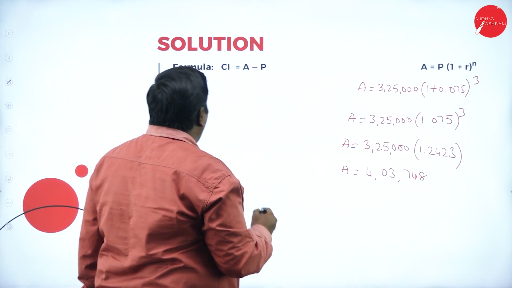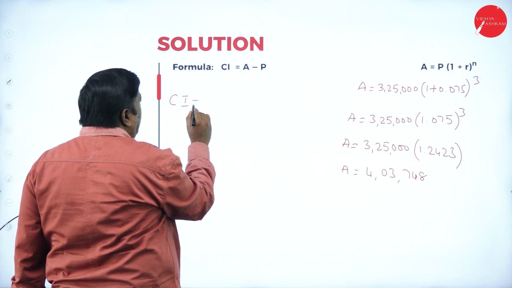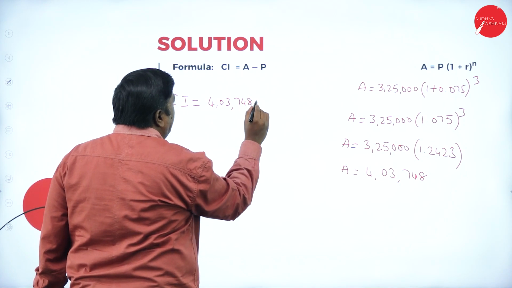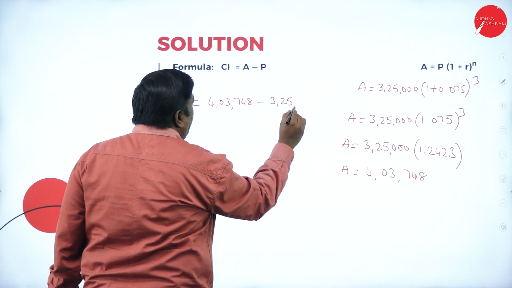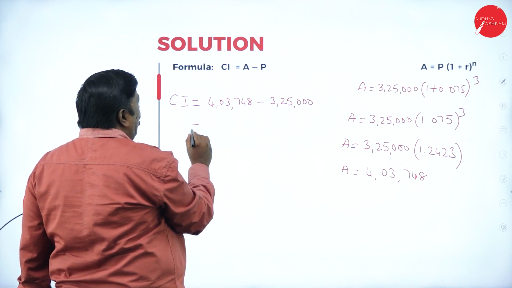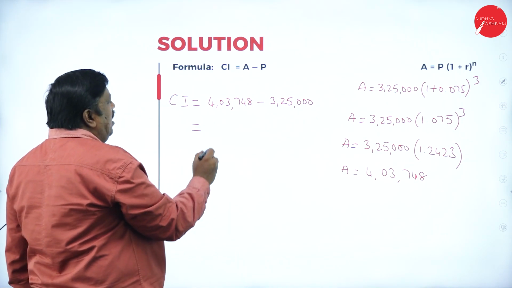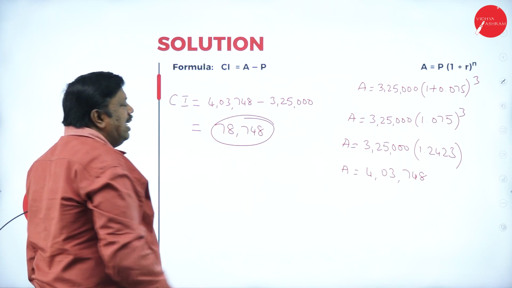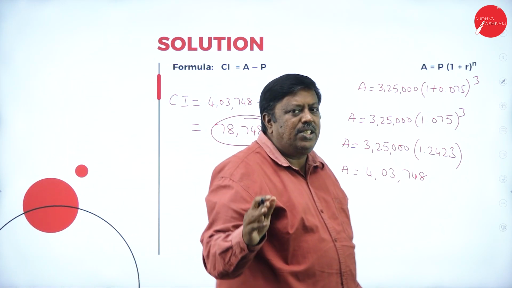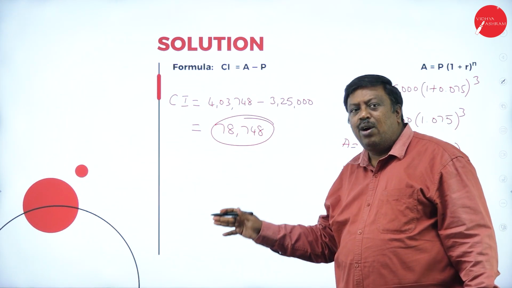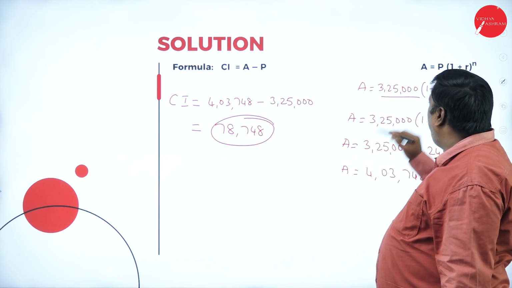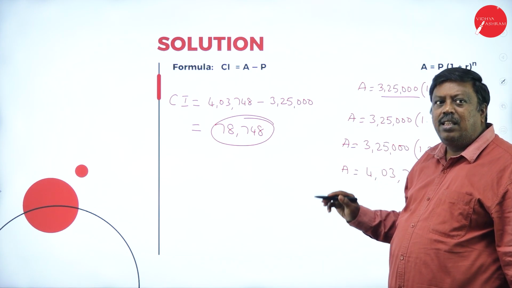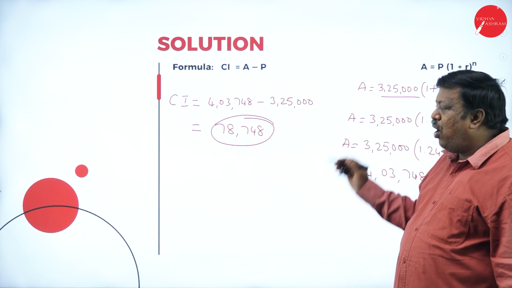4,03,748. So now compound interest will be 4,03,748 minus 3,25,000. So my compound interest will be 78,748. So my compounded interest amount will be 78,748 for the investment if we make 3,25,000 for a period of 3 years at the rate of 7.5%. That's how we have to calculate the compound interest.